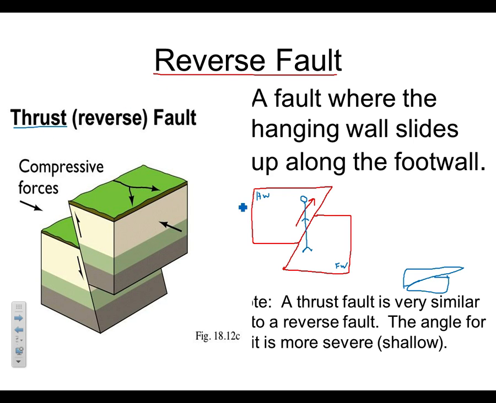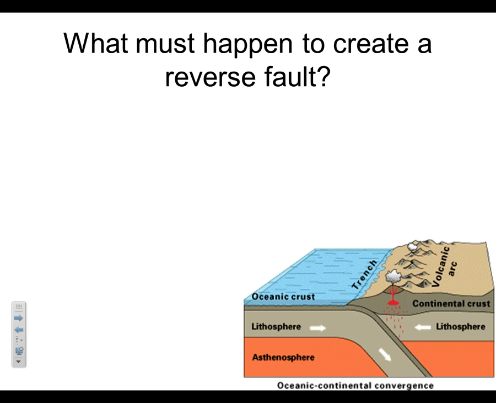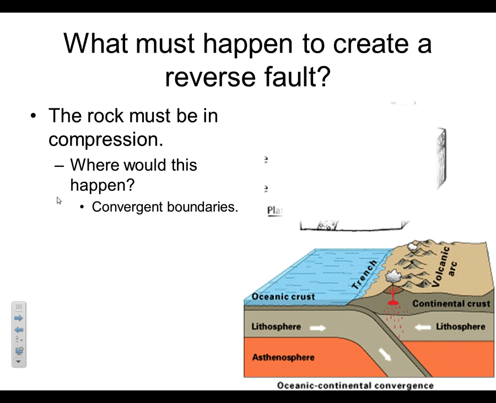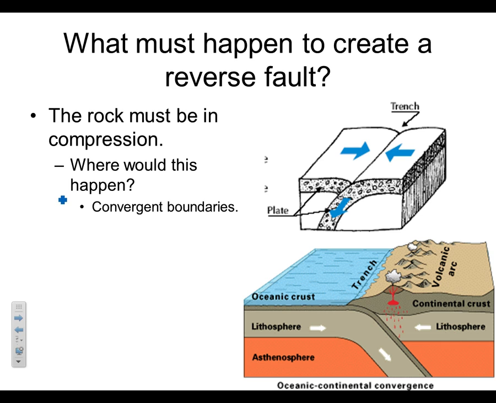So what would cause this to happen? How would I get the hanging wall to slide up along the footwall? Now you kind of see your hint here. Compressive forces. It's going to be pushed together. So where is that going to happen? It's going to happen at a convergent boundary. The plates are coming together and it's going to force the rocks up.